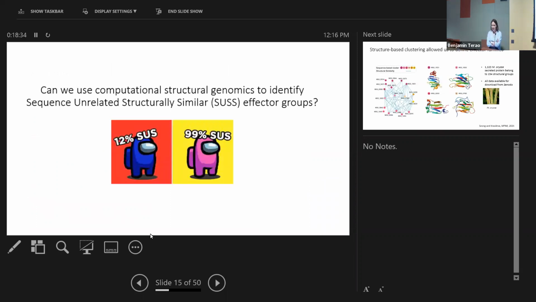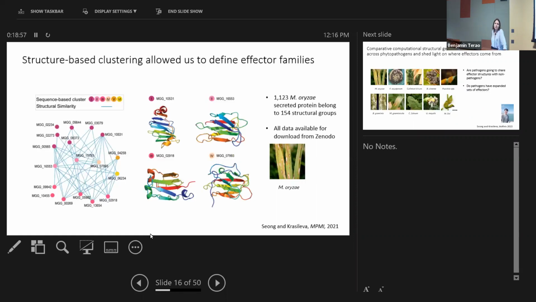So now the question became, can we use computational structural genomics on a genome-wide scale to identify sequence-unrelated, structurally similar, we call them SUSS, effectors? And so Kunyang installed Rosetta first. AlphaFold 2 was not available at that time yet. And he took the first fungal pathogen, ranked as the top one out of the top 10 fungal pathogens of plants, the top threat to our crops, ranked by the community, by the Molecular Plant Pathology review.